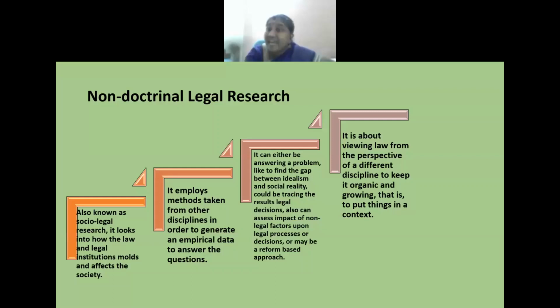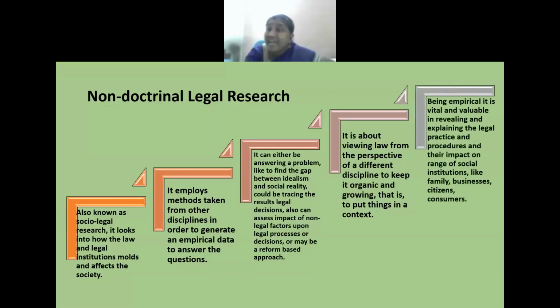Economics, like that, for all business law subjects, economics is the background. So till now we were telling that this is a different subject, that is a different subject. But in socio-legal research, we are trying to mingle these. So it is very vital. In fact, this is what we need today, because we can study the practice and procedures and their impact on the range of social institutions like family, businesses, citizens, consumers. So non-doctrinal legal research is also equally important. But when I say non-doctrinal, yes, we have to go to the society, collect data, and then link it with the legal part of it.